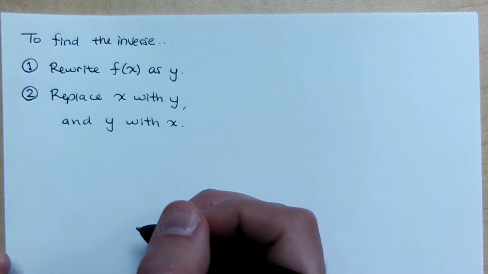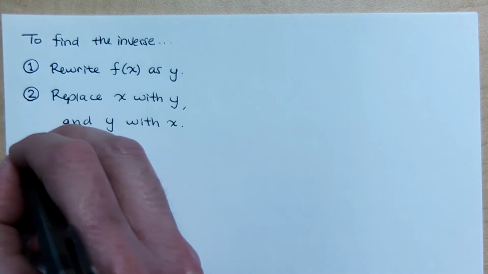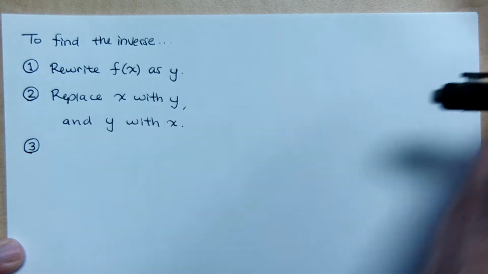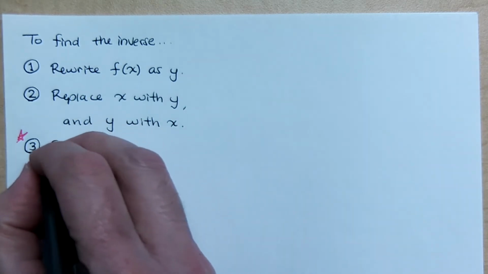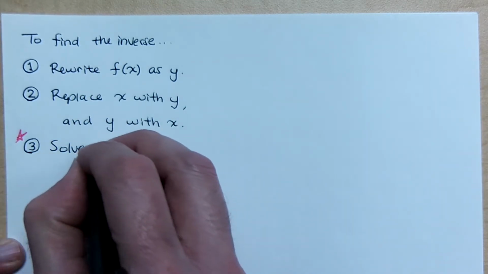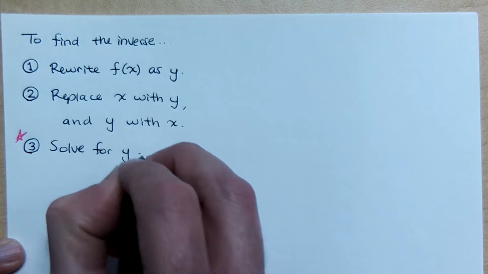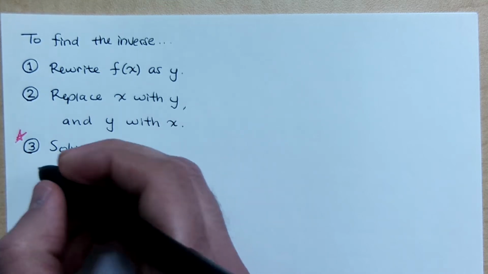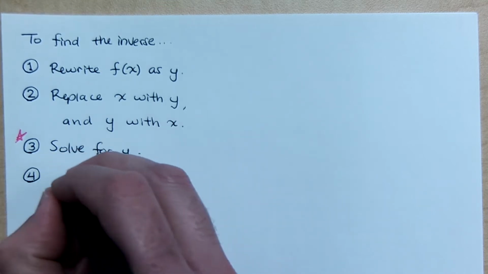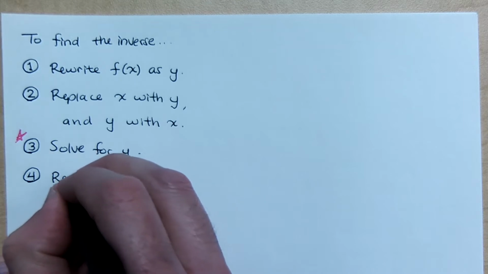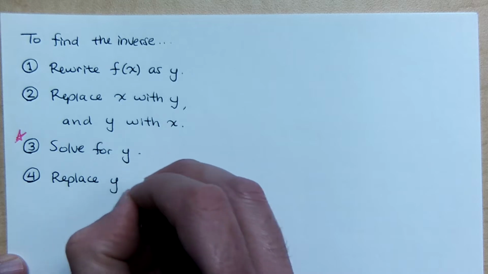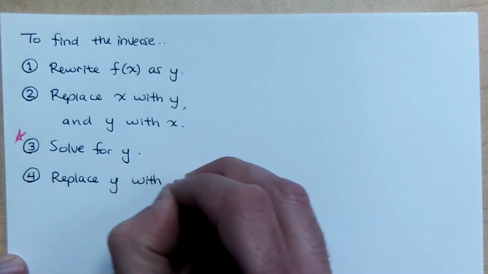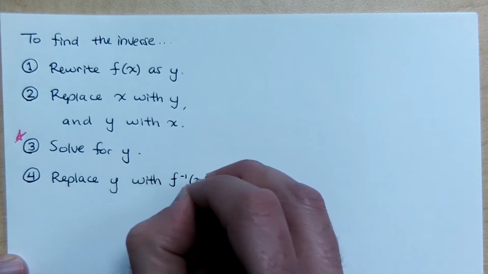You're going backwards there. Once you've done that, you now come to the key ingredient of all of these steps. This is the big guy. You then need to solve your equation for y. And then your final step, which a lot of students forget to do, is that once you have solved for y at the very end, you need to replace y with your inverse function notation.